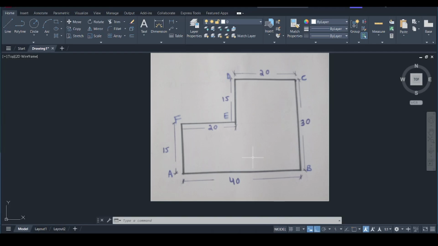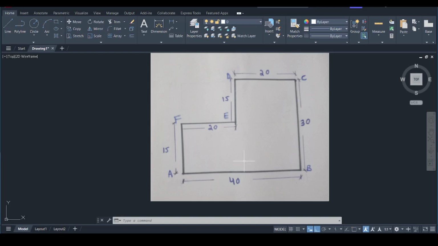And in this video tutorial we will learn how we can draw this figure using the polar coordinate system in AutoCAD. In our previous two videos we discussed how we can draw with the absolute and relative coordinate systems in AutoCAD. So if you are interested, you should watch those videos as well. Now we have to discuss the polar coordinate system.